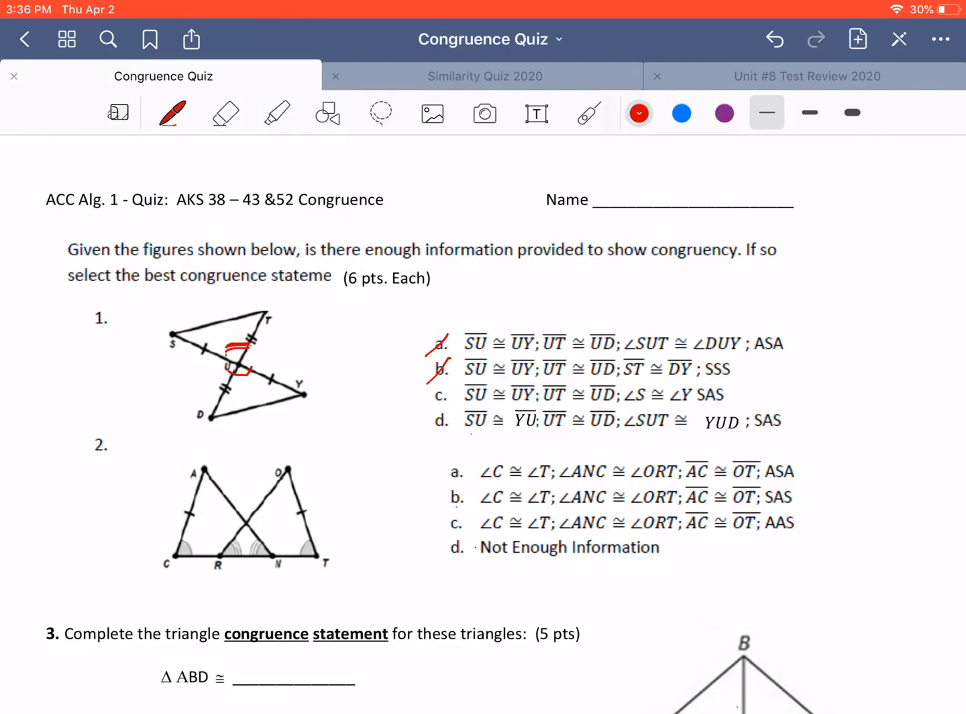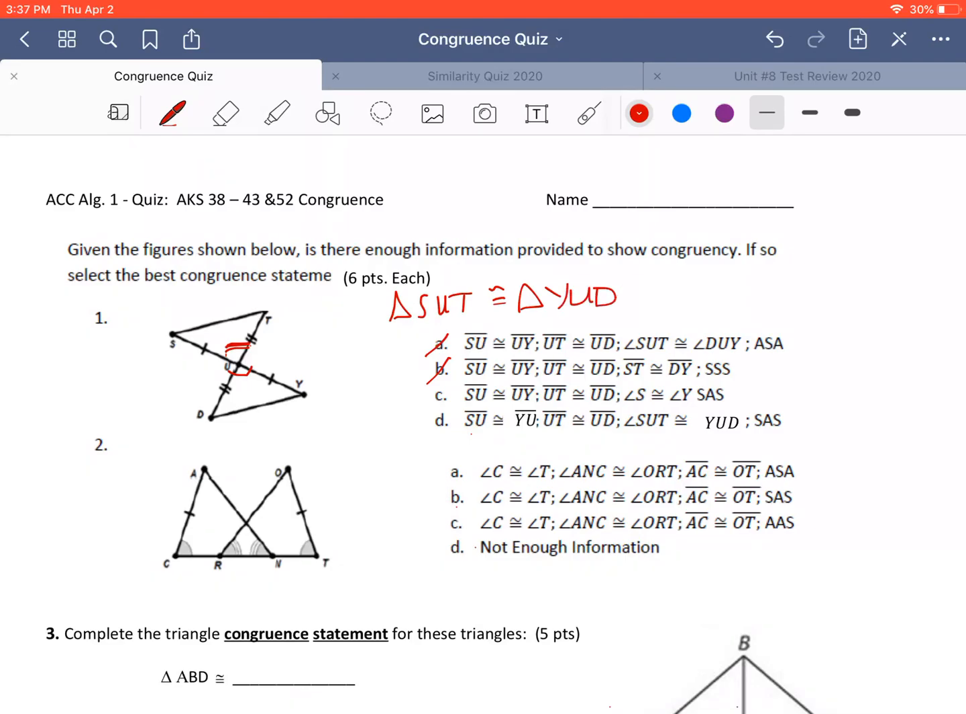And then a way that I like to check those corresponding part statements is I like to write my congruent statement. So I know triangle SUT is congruent to triangle, and since side SU is congruent to side YU, U has to be in the middle for both triangles since those are congruent angles. Instead of it being UY, it would be YUD.